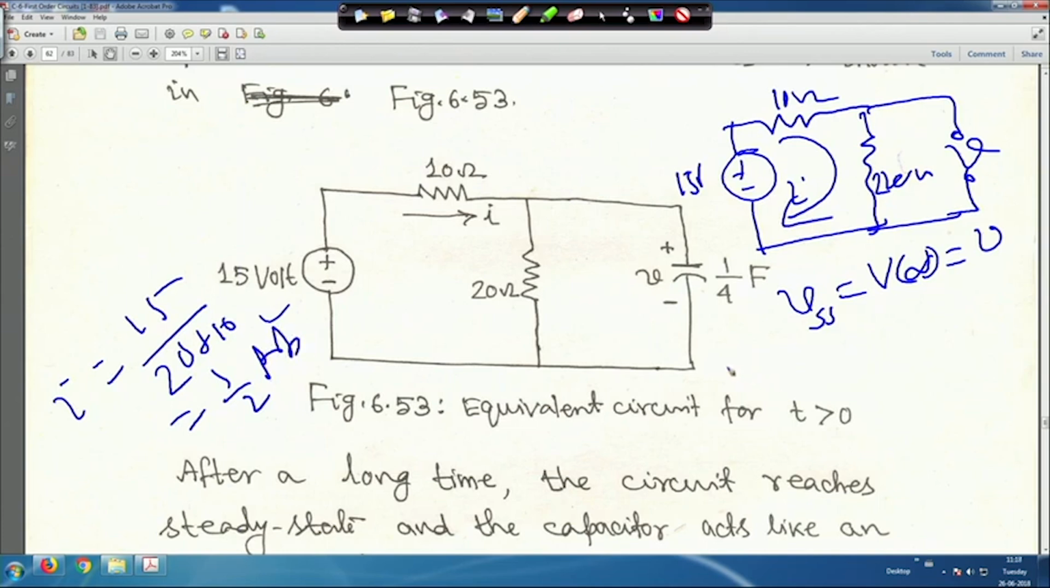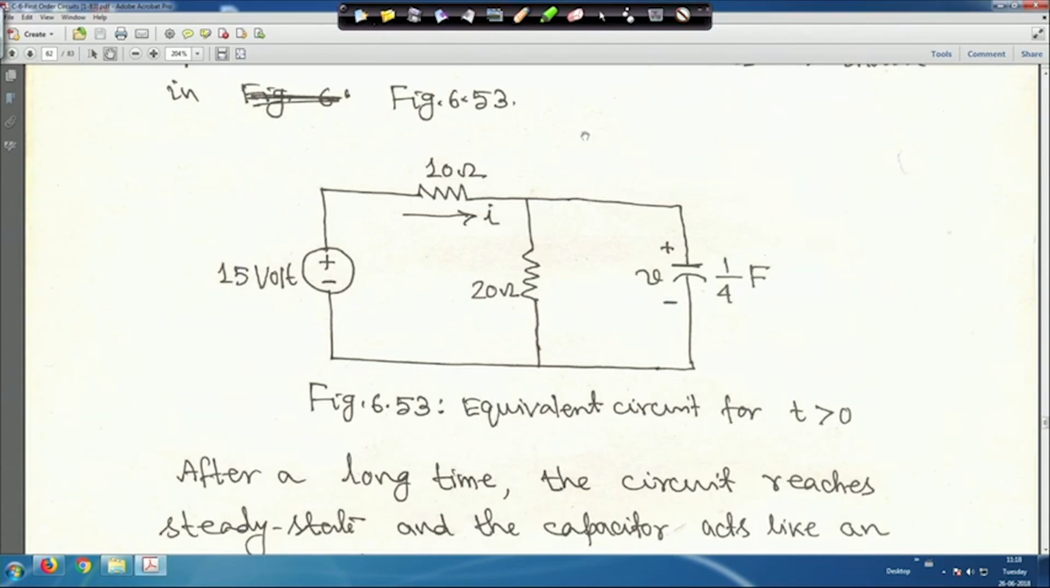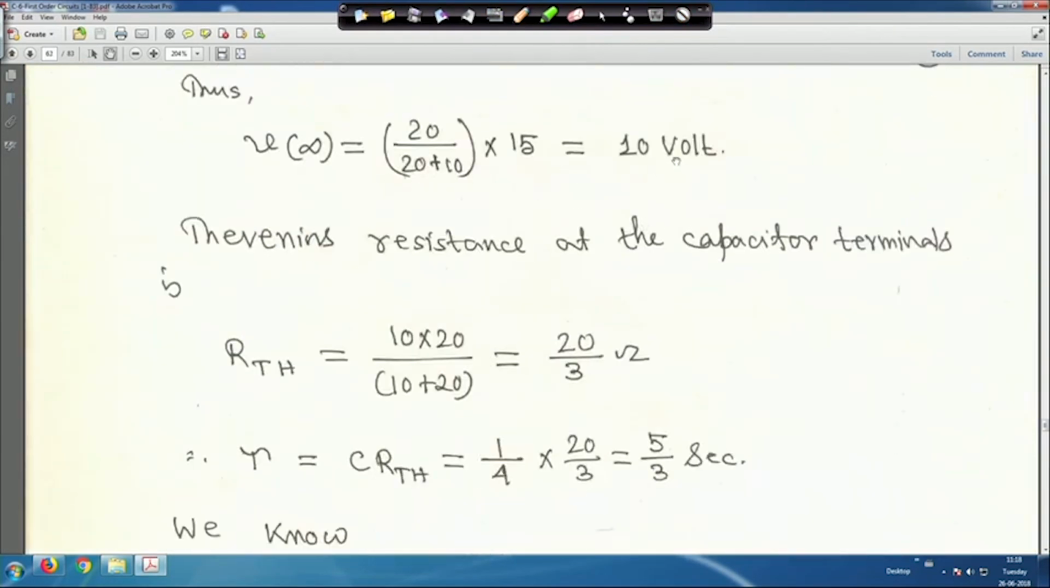Then what is V infinity? V infinity is the steady state value. This is open circuit, this I current is flowing, this I is half and it is 20, so that is equal to your 10 volt. So V infinity is 10 volt. So this circuit is done for you. In this case V infinity is equal to 10 volt.